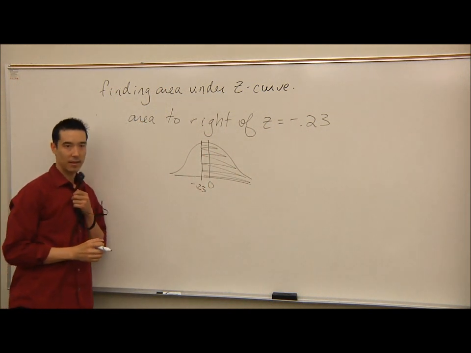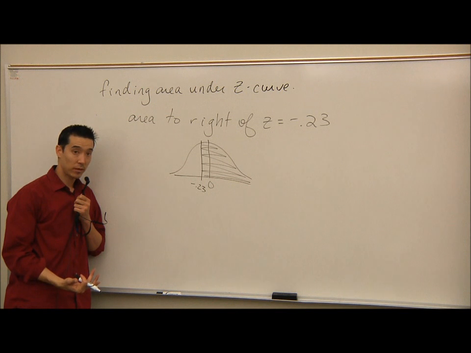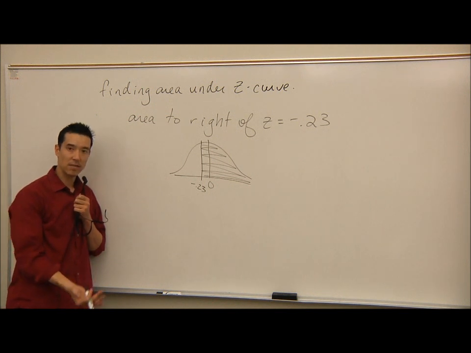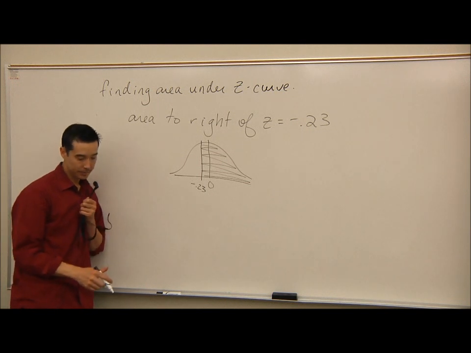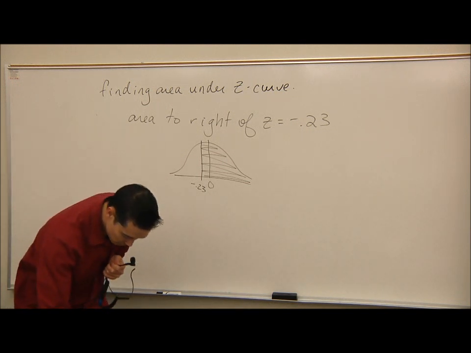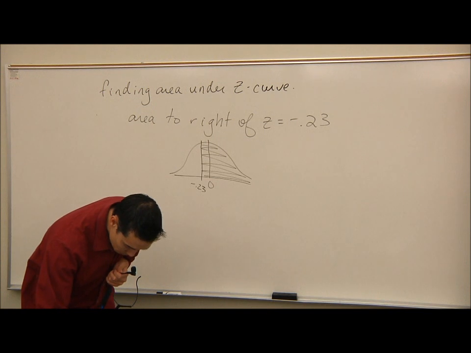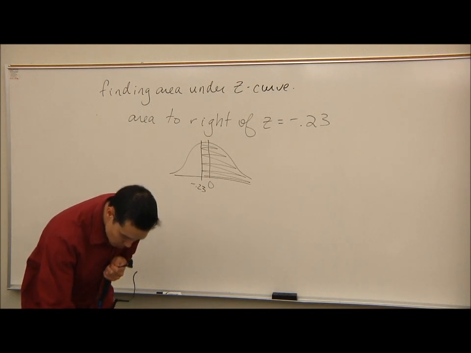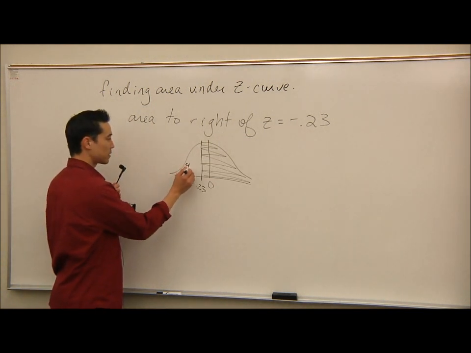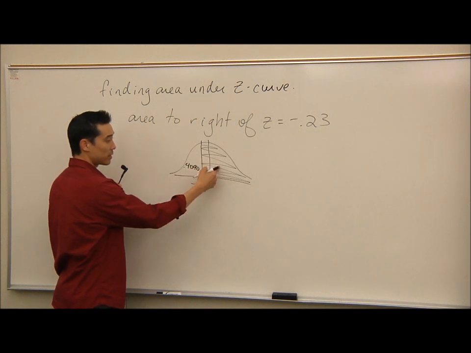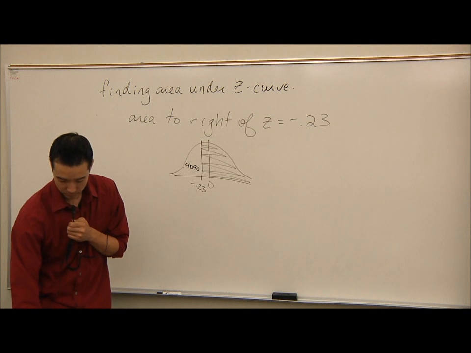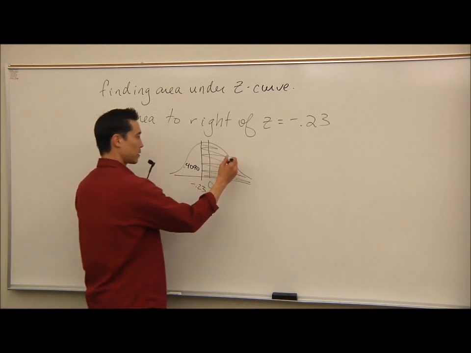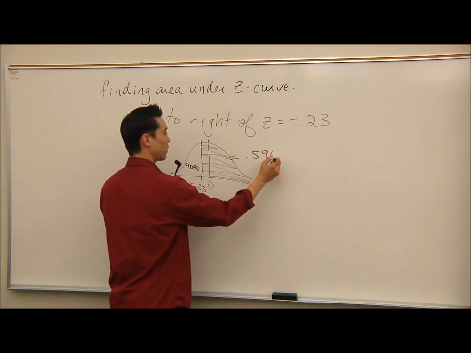Okay? If I look up negative 0.23 in my chart, it's going to give me area to the left. So again, I'm just going to have to do 1 minus that area. So if I look up negative 0.23, it is .4090. So that's this area. But I want this area, so I'm going to have to do 1 minus 0.4090. So this answer is 0.591.